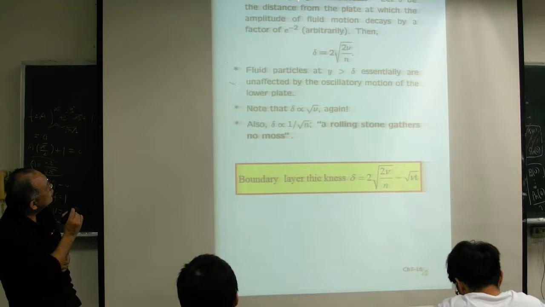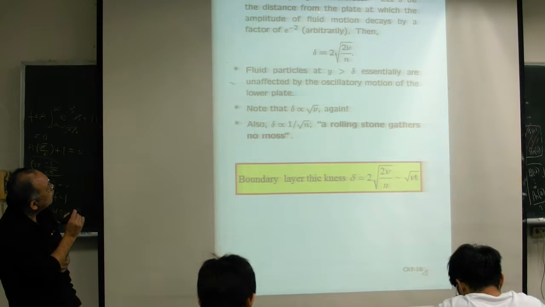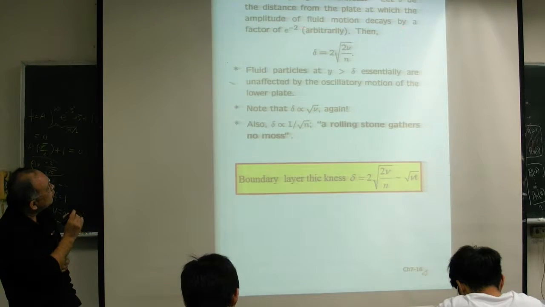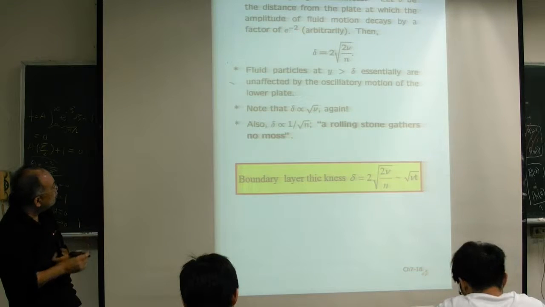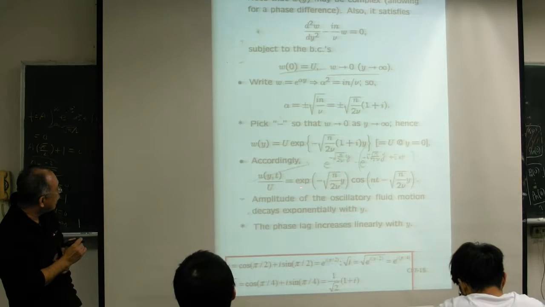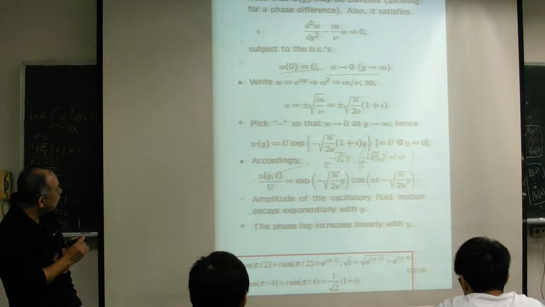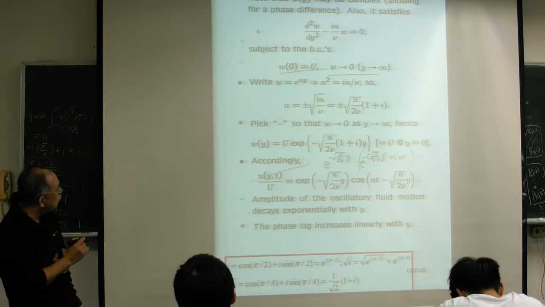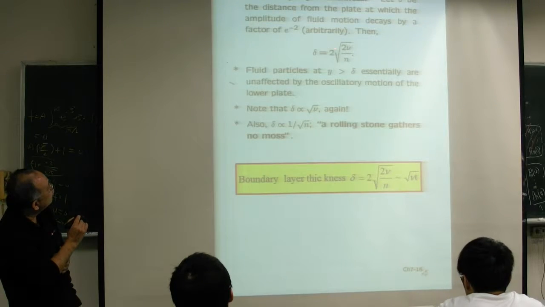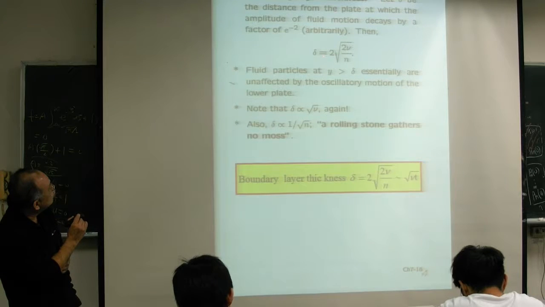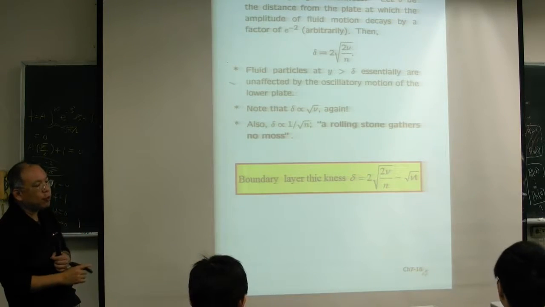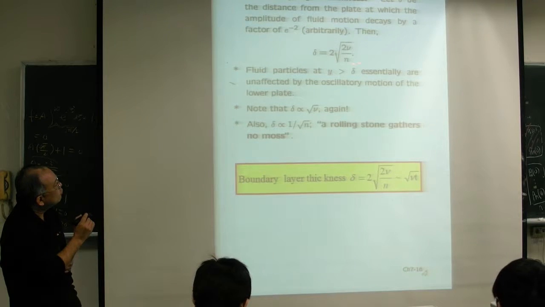This is called delta, and delta is the distance from the plate at which the amplitude of the flow motion decays to its exponential minus 2. So capital U times this is our amplitude, and this gives you e to the minus 2. So square root of n over 2 mu times y equals 2, and I can find this delta. At this occasion y is equal to delta, our boundary layer thickness.